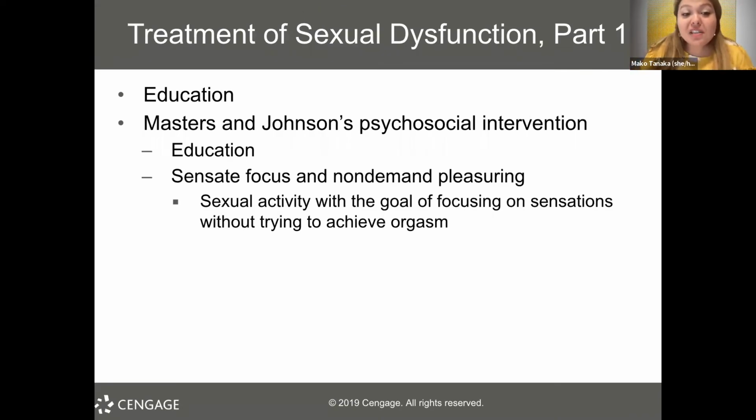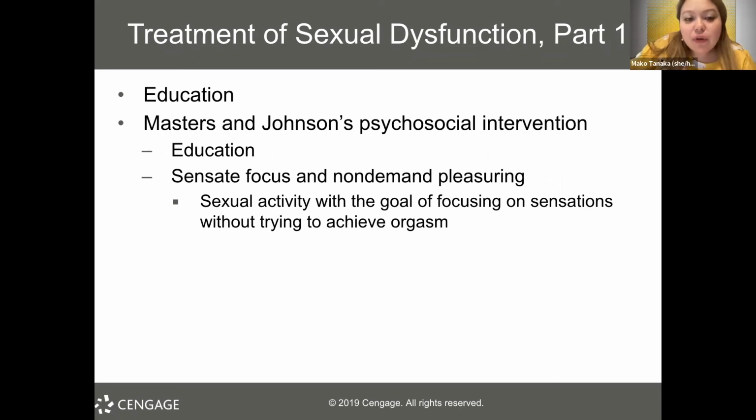The most simple and maybe surprising treatment for sexual dysfunction is simply education. And the book goes into detail about a sex therapy education program that's really popular, the Masters and Johnson psychosocial intervention. This provides typically a couple with education about sexual functioning and therapy every single day for about 2 weeks. And the goal of this is really to help decrease performance anxiety and help get a couple back on a better track for sexual functioning.